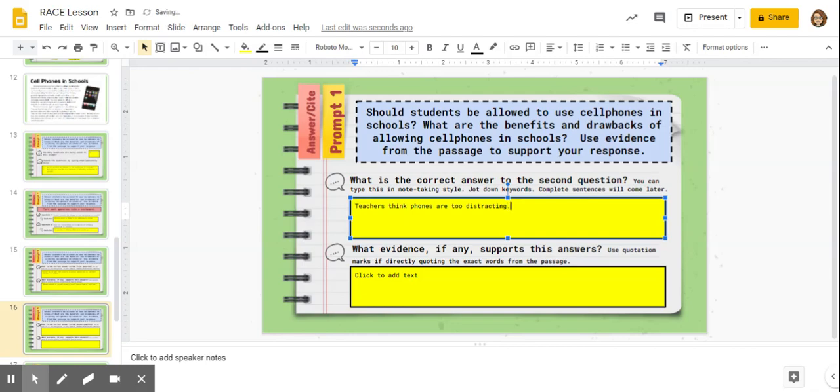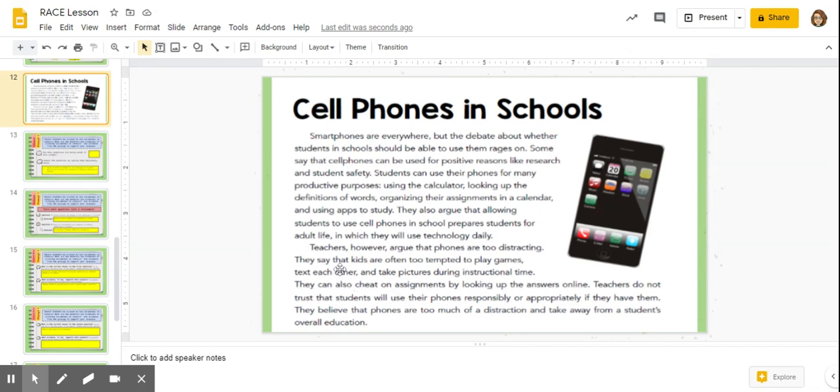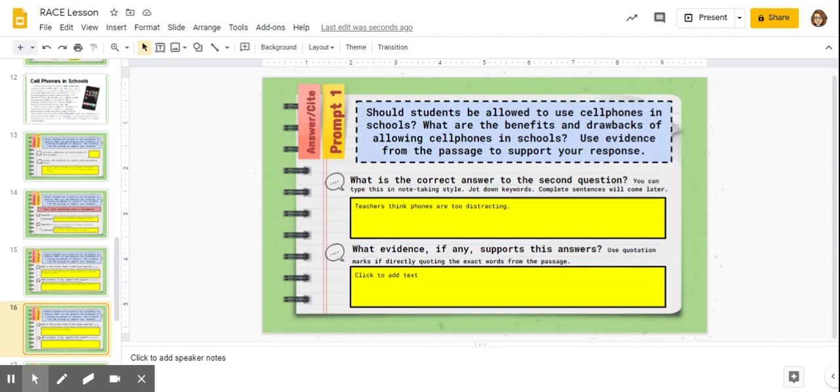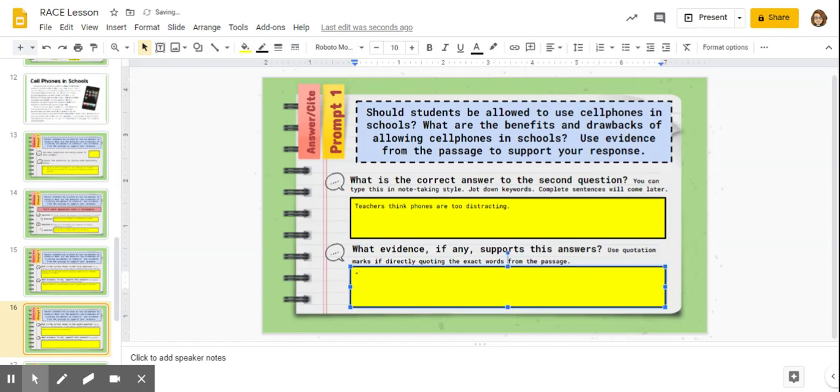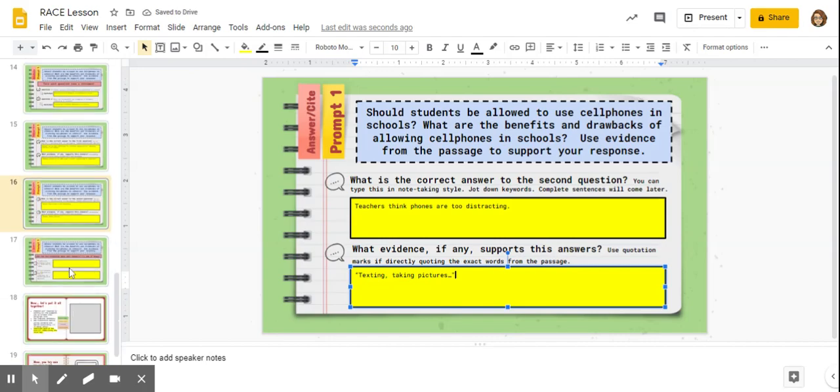Okay, now what evidence did they give in the prompt? They say that kids are often too tempted to play games, text, and take pictures. So I'm going to quote it because I know that I need to go back and check the quote. Texting, or the other ones, taking pictures. Remember to go back and look.